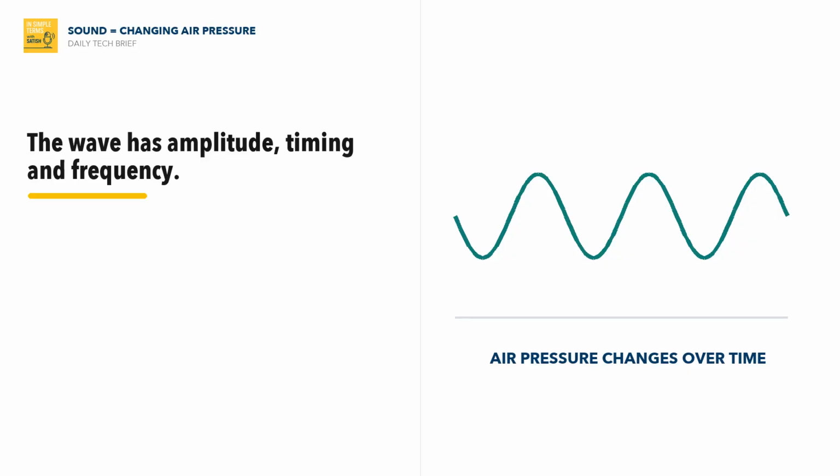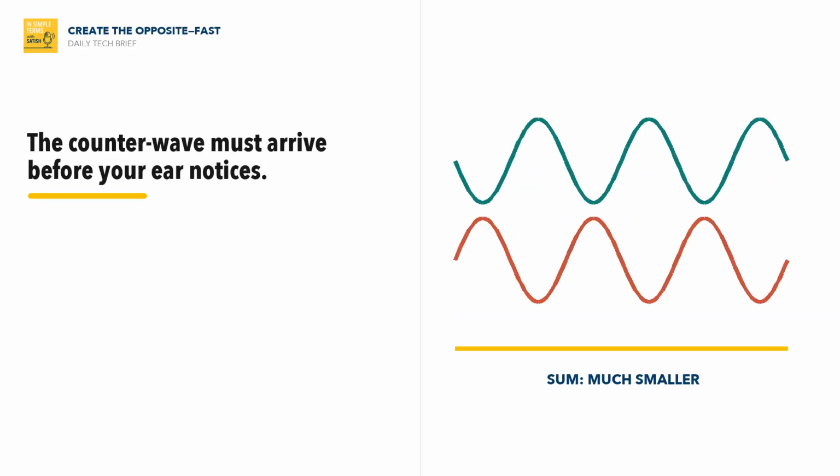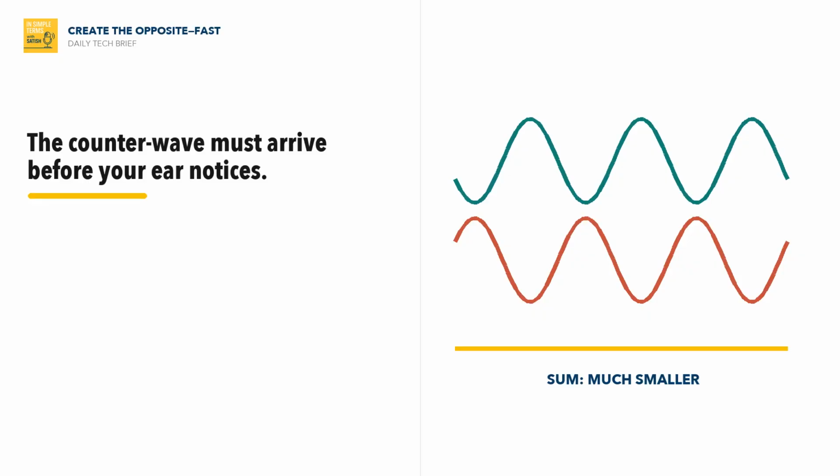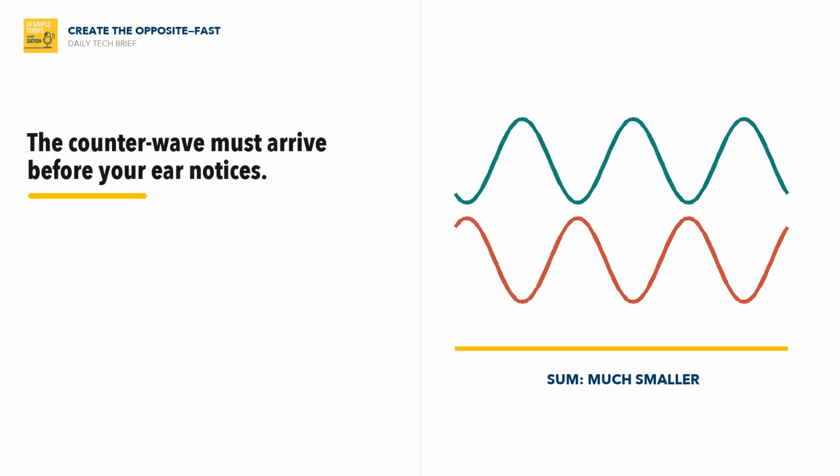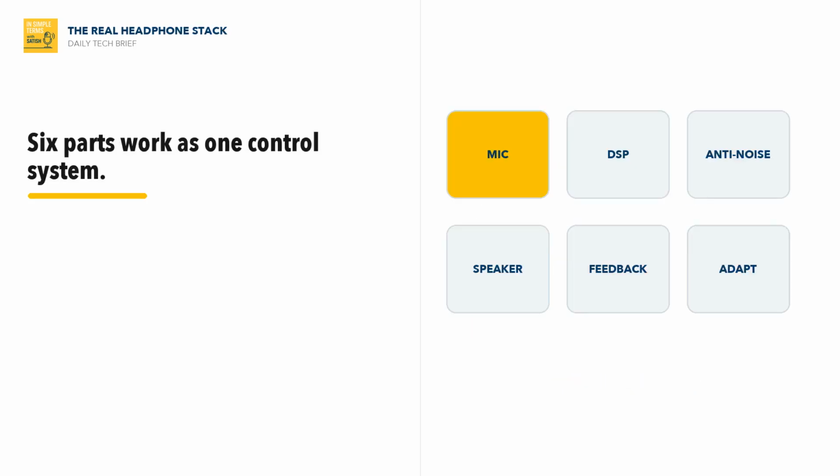Sound is also a wave. Noise-cancelling headphones try to create an opposite frame quickly enough that some of the outside noise is reduced before your ear experiences it. Now return to the actual technical concept.